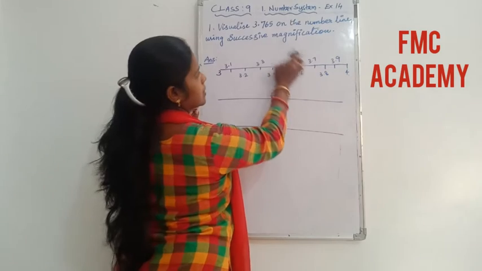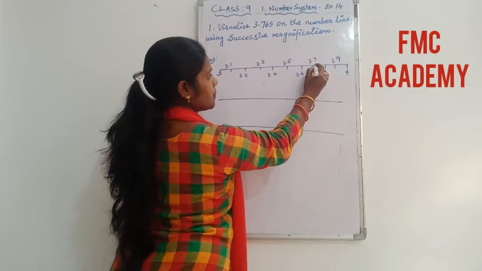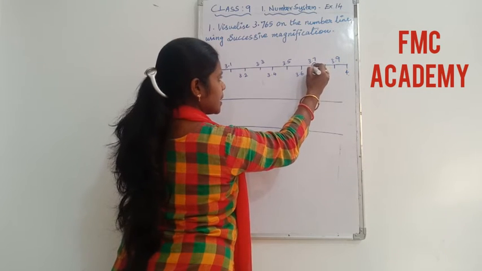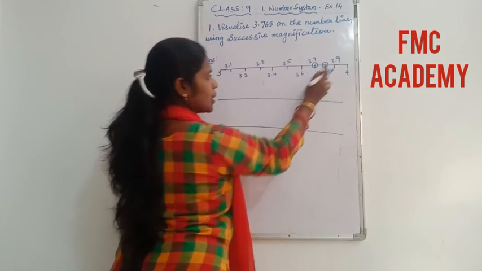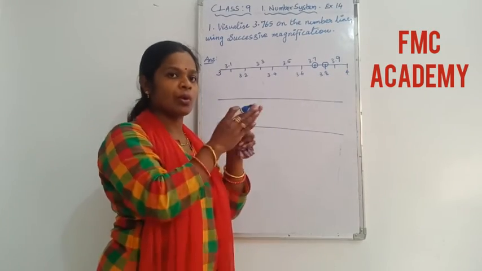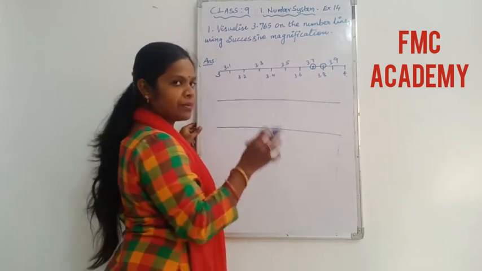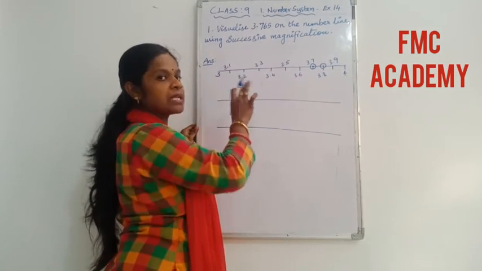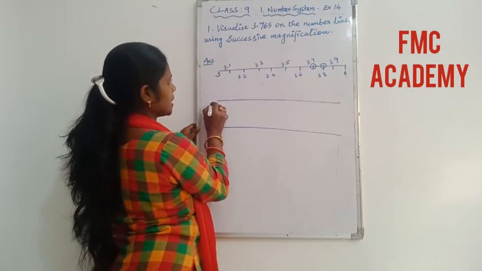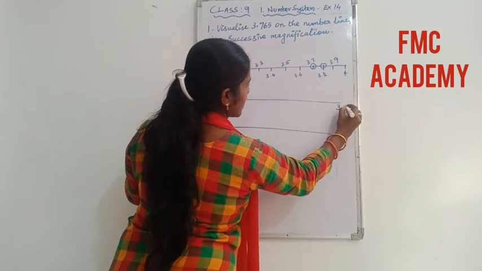Now the next number we need is 3.765. So what you are going to do is take this 3.7 and the next number, that is 3.8. These two numbers you are going to take and magnify. Means you are going to search for the number between these two. Between these two you are going to magnify and check whether the number is lying there or not. So here it is going to be 3.7 and here it will be 3.8.